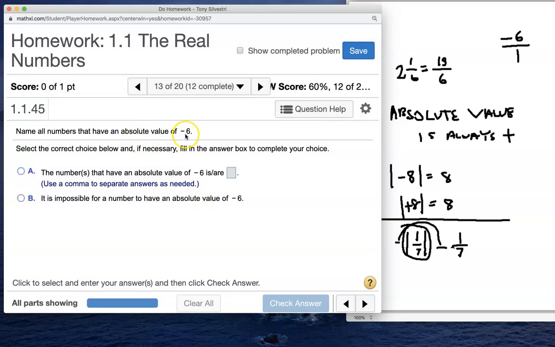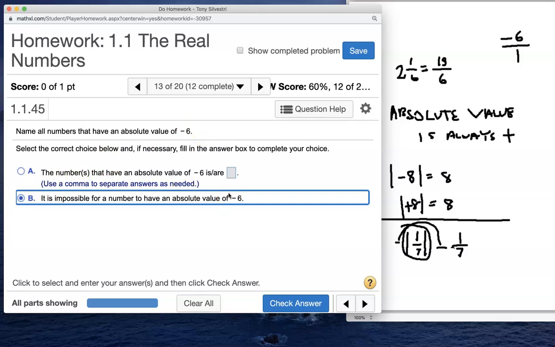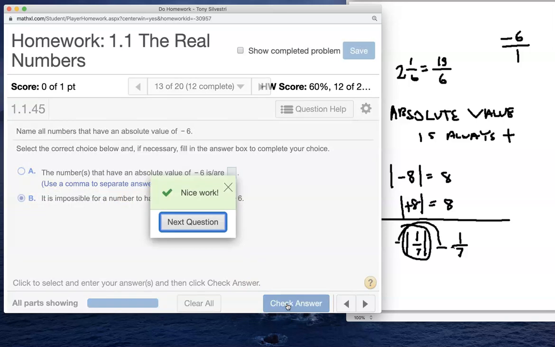Whoa. I'm not going to let you do this one because this is a trick question. Name all the numbers that have an absolute value of -6. No, not on this earth. Their absolute value is always positive. Say that with me. Absolute value is always positive, and it's never negative. That is just not right. B's got to be the answer. Okay, trick question.